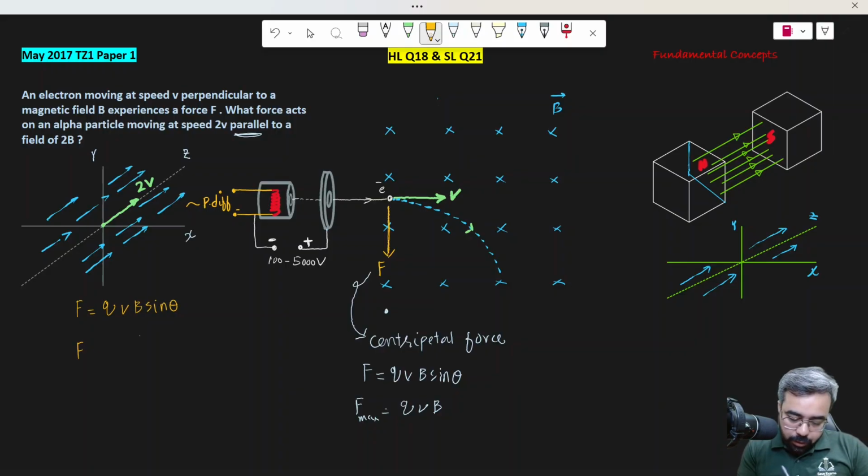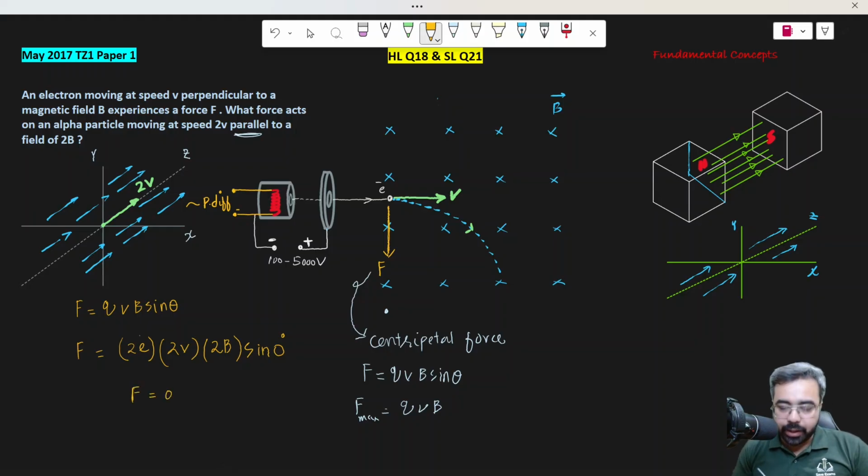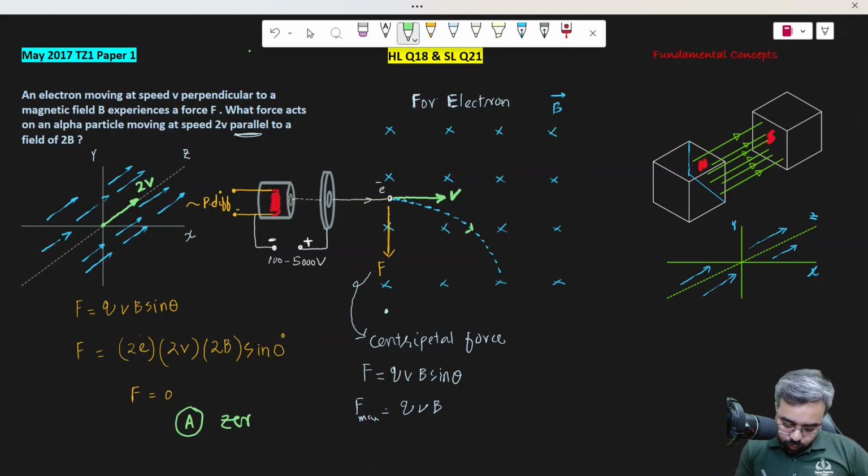The new force: the alpha particle has two times the positive charge, 2e. Its speed is 2v. The magnetic field where it is thrown is 2B. But the problem is the angle is 0 degrees. So there will be no force exerted on the alpha particle, and hence there will be no acceleration of the alpha particle. So the right answer for this question is option A, which says that there is no force on the alpha particle.